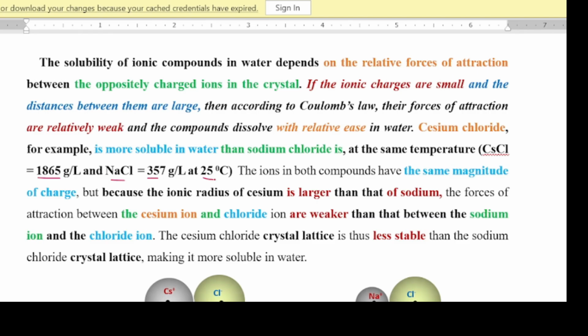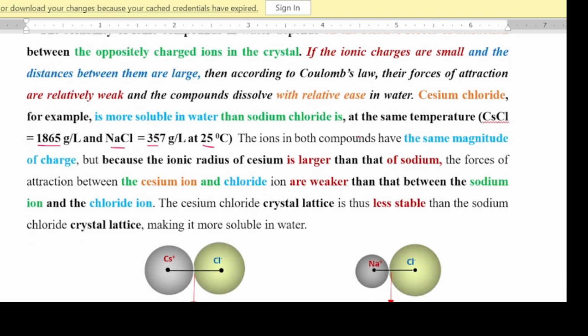Now, if you look at the ions, the ions in both compounds have the same magnitude of charge. What does it mean? This is one positive, that's one negative. One positive, one negative. Q1 and Q2 are the same in both cases. But look what happens. The ionic radius of cesium is larger than that of sodium. So see this one here? The ionic radius here is larger than this. The forces of attraction between cesium ion and the chloride ion are weaker than the force of attraction between the sodium ions and the chloride ions.